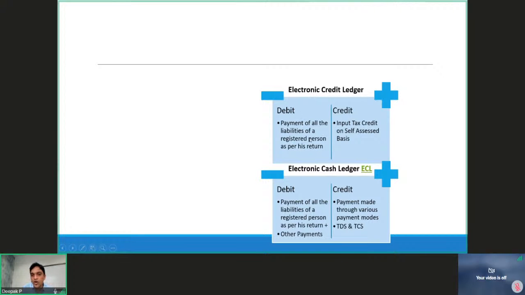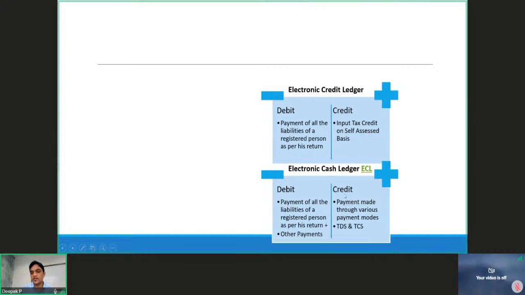Now debit. Debit is payment of all the liabilities of a registered person as per his return. All the liabilities means tax liability only, nothing else. Only the taxes what you are liable to pay, you can debit it. Then, credit debit is done for electronic credit ledger. Once you debit it, the balance comes down.